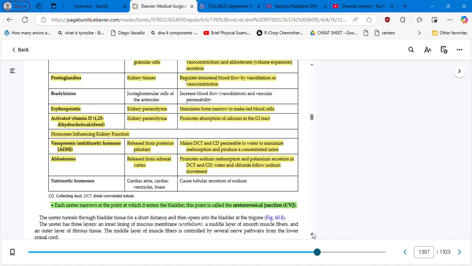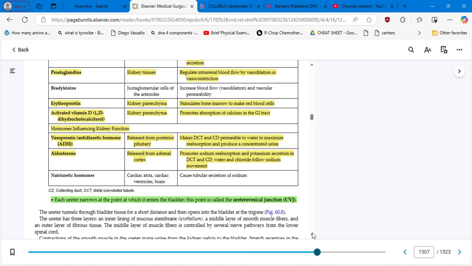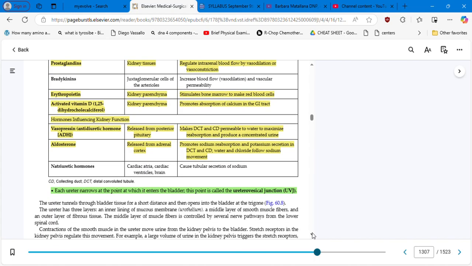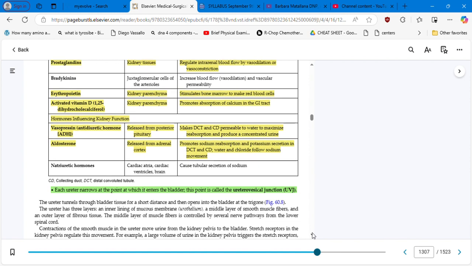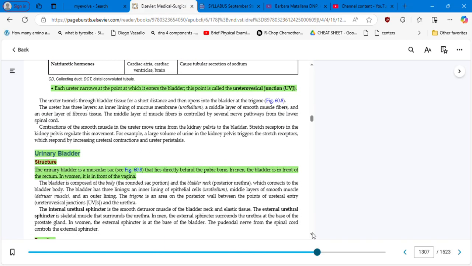Vasopressin, antidiuretic hormone, your ADH, makes the distal convoluted tubules and collecting ducts permeable to water to maximize reabsorption and produce a concentrated urine. Aldosterone promotes sodium reabsorption and potassium secretion, because remember the sodium and the potassium have an inverse relationship.